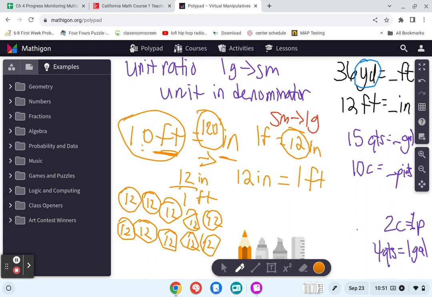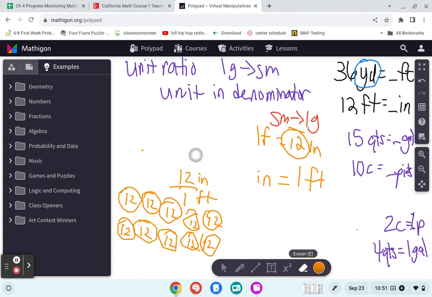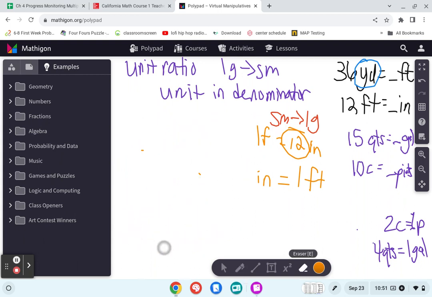So if I tell you I need 10 feet of yarn or 10 feet of fabric, and you can only go to the store and purchase it in inches, I need 120 inches because there are 12 inches per foot. All right, let me erase that and let's take a look at something else here.